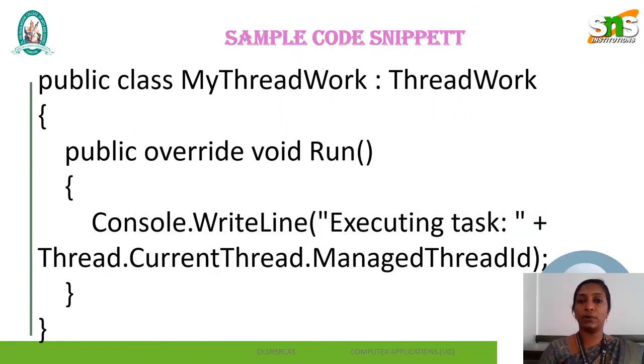This is a sample code snippet for Aneka thread. We have to create a public class named MyThreadWork, with thread work defined as the keyword. Next, we have to provide the task in the console. Console write: the class executing task, the current thread, plus the managed thread ID. We execute the task on the console line, and the thread functions should execute their task on the next line.